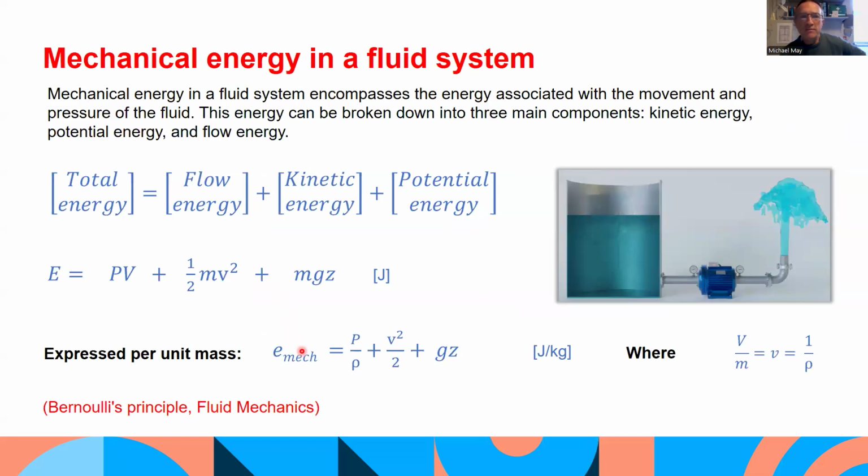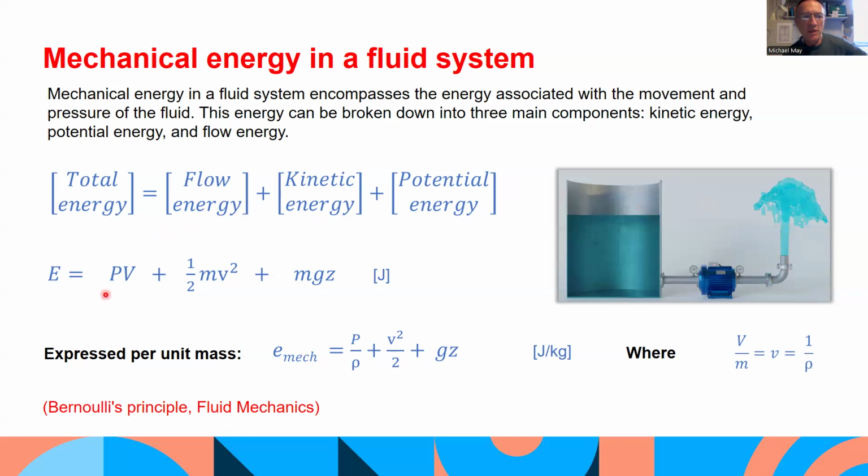So the total mechanical energy in a fluid system encompasses the energy associated with the movement and pressure of a fluid. This energy can be broken down into 3 main components: kinetic energy, potential energy, and flow energy. So if we've got fluid flowing through a pipe, we have to take into consideration any elevation there, pushing the fluid through the pipe system, and that's the potential energy. We have to consider any velocity in the fluid, and that's the kinetic energy component. And we also have to consider pressure in the system that might be produced by a pump, for example, to calculate the energy that's pushing that fluid through the pipeline.